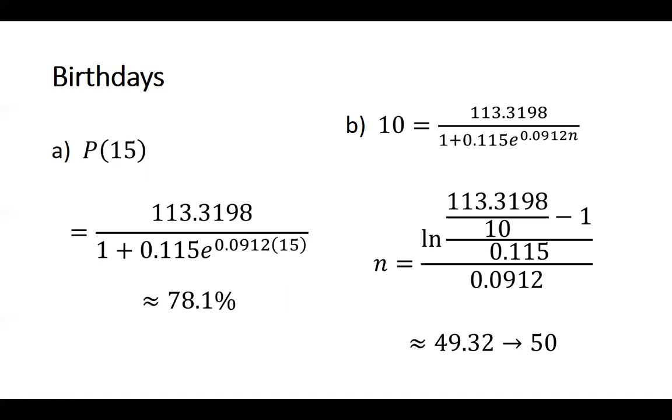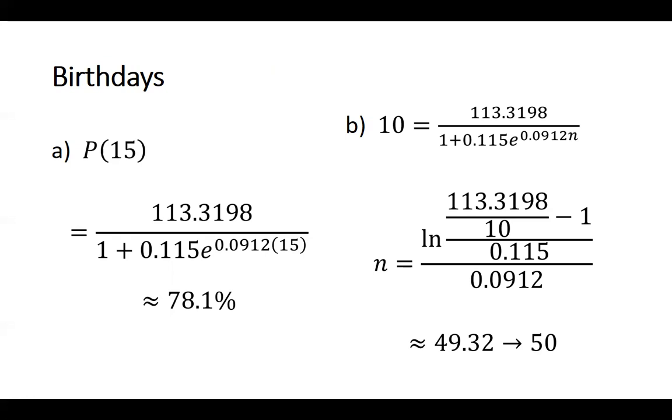And we find out that it comes out to be approximately 49.32, or if we have 50 people in the room, then we only have a 1 in 10 chance that nobody shares the same birthday. With 50 people in the room, we have a 90% chance that two people are going to share a birthday.